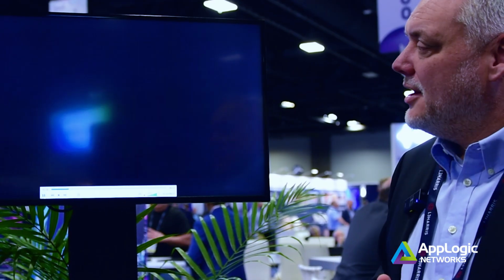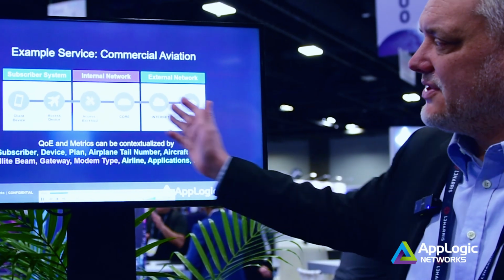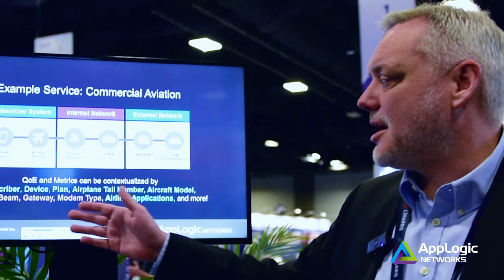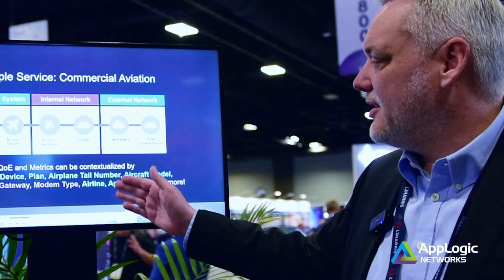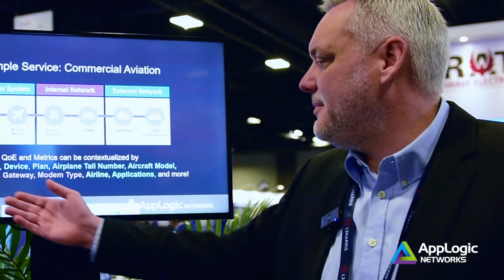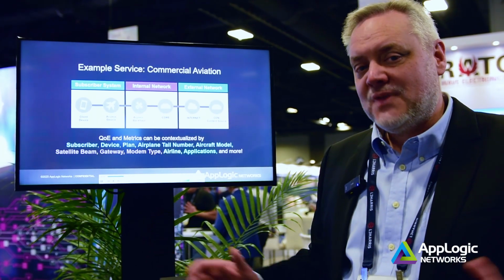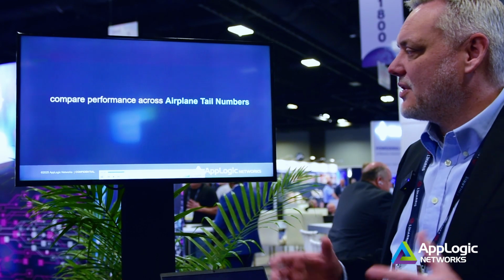The next demonstration I want to show is how we can help satellite providers in the commercial aviation space, specifically with Operations Insights, and show you how the contextualization of QE and metrics can be spread across the entire end-to-end system, so we can have QE and metrics contextualized by subscriber, by device, by airplane tail number, by aircraft model, by satellite beam, by the airline. About any dimension you want to see, we can put the metrics across those dimensions.